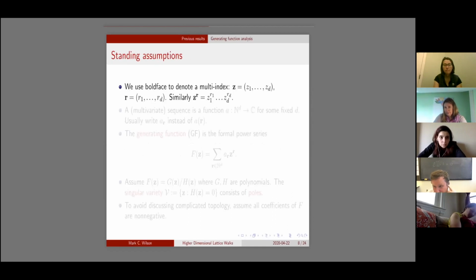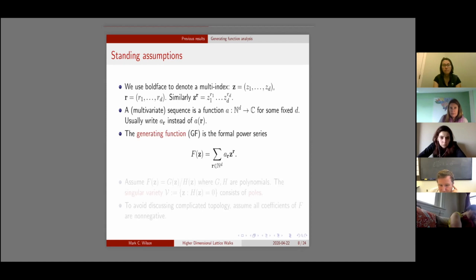So terminology, basic multi-index notation, so I don't have to write long products. We're looking at multivariate sequences. So in the quadrant case, it's trivariate, I guess, the way we had written it out. We were keeping track of the endpoints, for example, and the length. We've got the generating function, standard object.